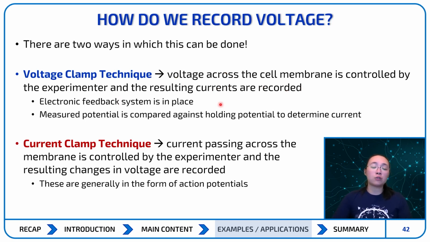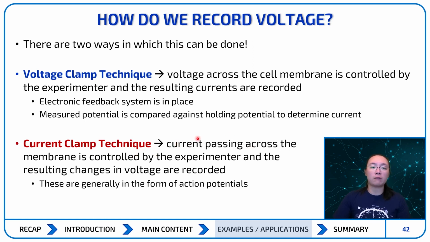There's an electronic feedback system in place. There's going to be a measured potential that's caused by the change, and it's always going to revert back to its original potential. So it's a measured potential that's held against the holding potential to determine the current that can create this potential. Now you have the current clamp technique.